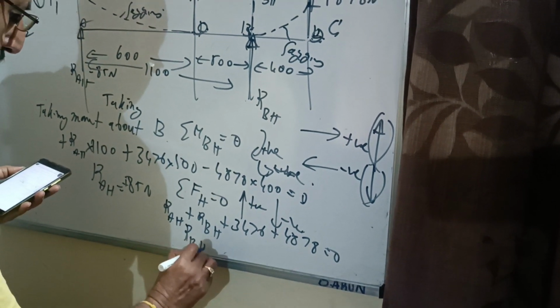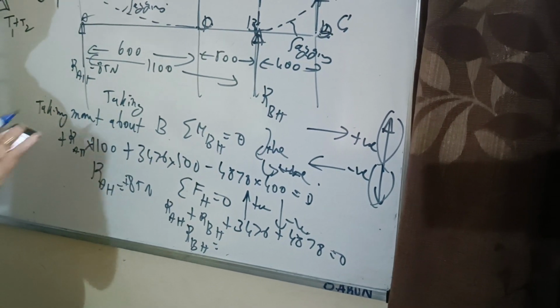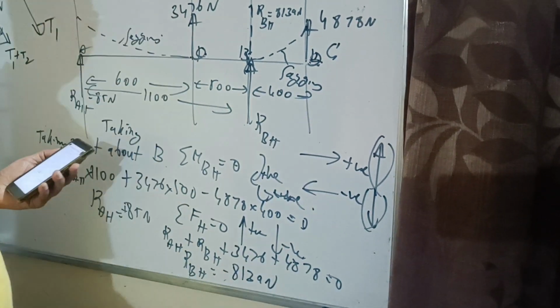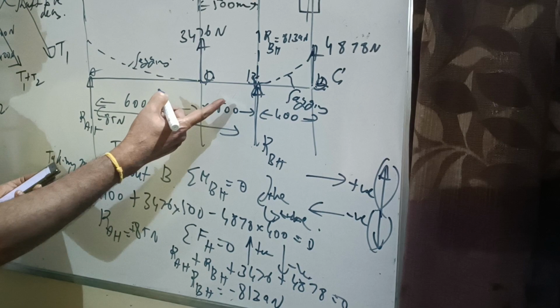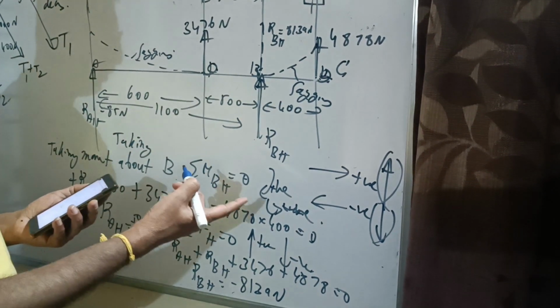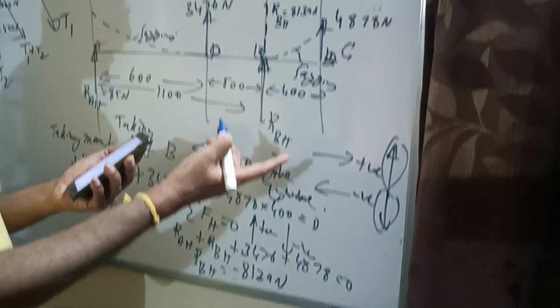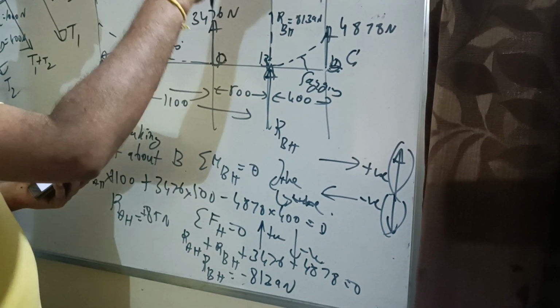If I solve for RBH, I think I am getting a negative value here. It is 8,000 minus 8,139 Newton. Now please see here, the direction will change. Whatever direction I have assumed initially is not correct. Instead of acting in the upper direction, or towards the right, it is acting towards my left. That is, it is acting in the downward direction.